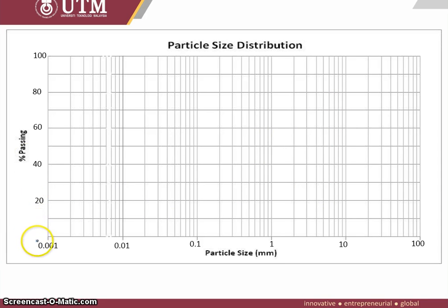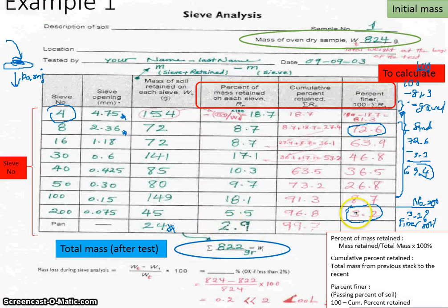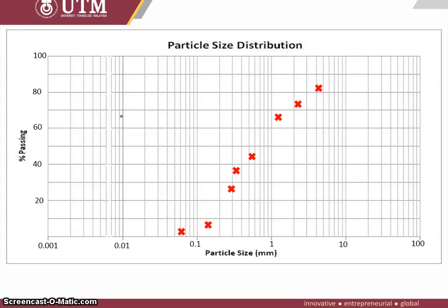For the passing percentage, of course, you can start from 0 up to 100, capping at 100. So putting in all the values, 3.2% is at 0.075 millimeter. Next is 8.7% and so on until 81.3% for sieve number 4 with the opening of 4.75. So we have 8 points and we can plot a curve. Please note that the curve is curvy, not a straight line, and you can draw the best fitted curve to plot the graph.